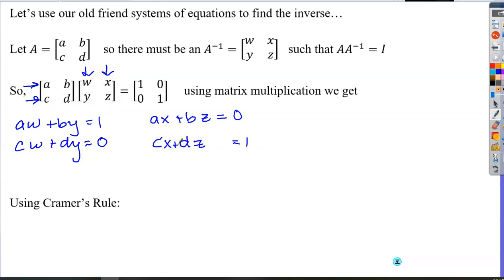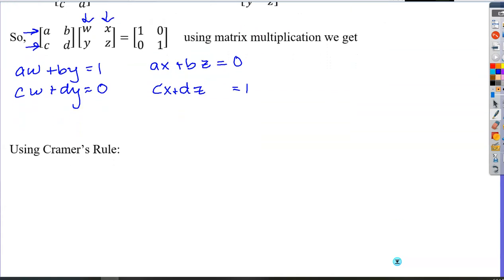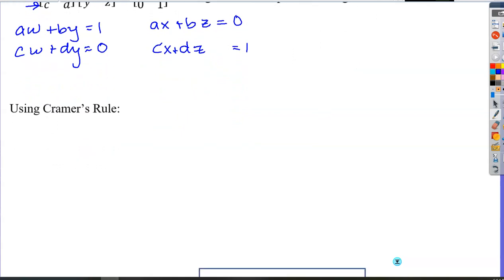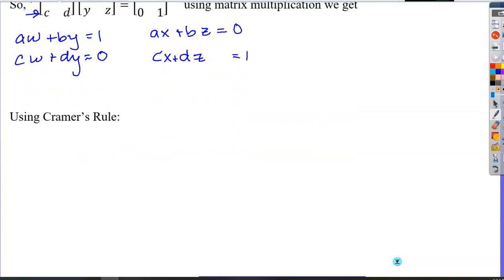Okay, so now I have a system here using W's and Y's, which is what I'm trying to solve for, and a system here using X's and Z's. So let's use Cramer's rule. Let's bring back Cramer's rule. Let's see if you remember it from earlier. If not, that's okay, I'll help you. So Cramer's rule says this. If you have two variables, which, remember, technically we will know A, B, C, and D, so they're not really variables. My variables here are the W's and the Y's.